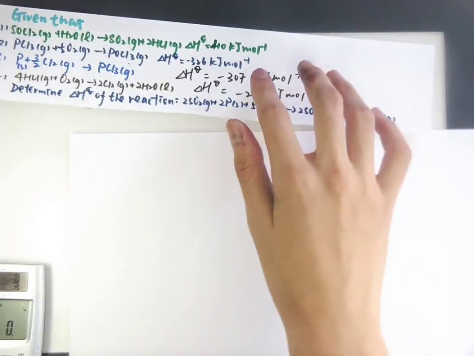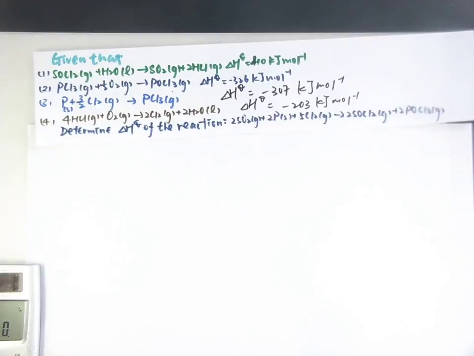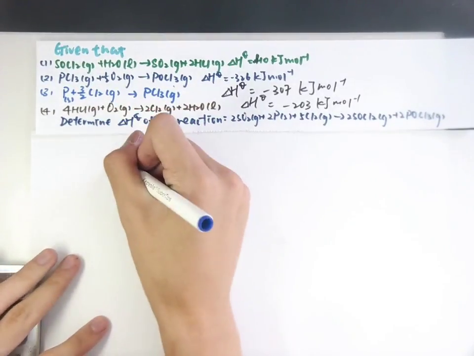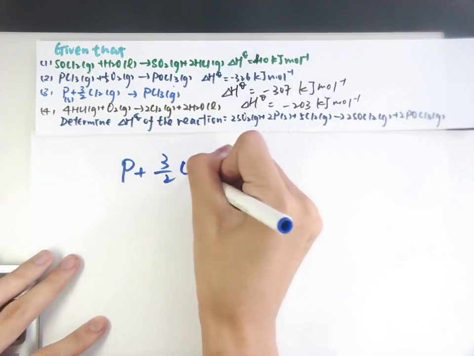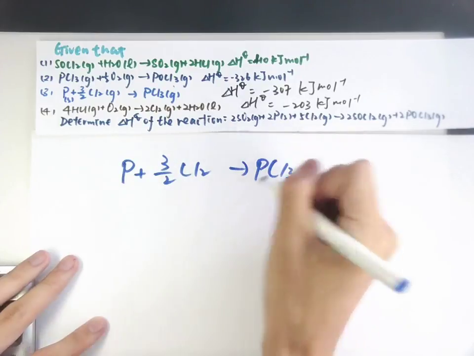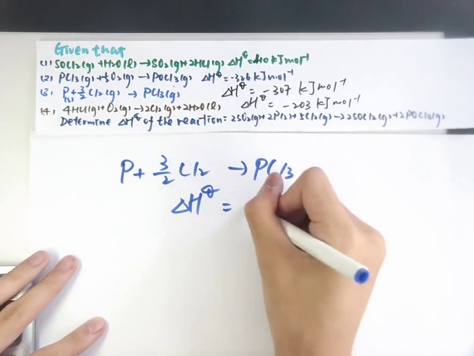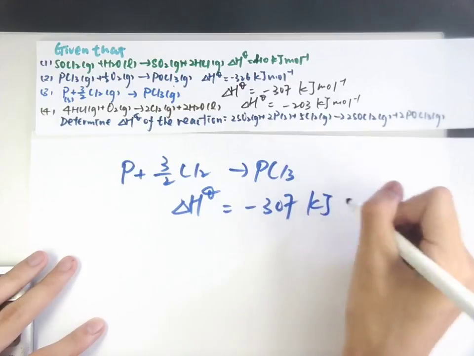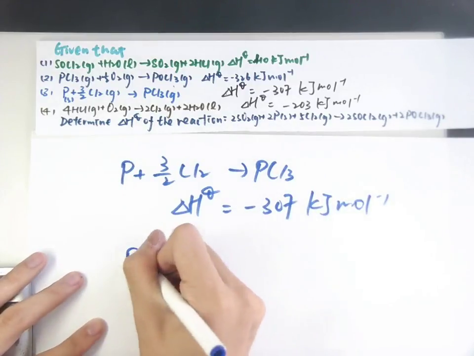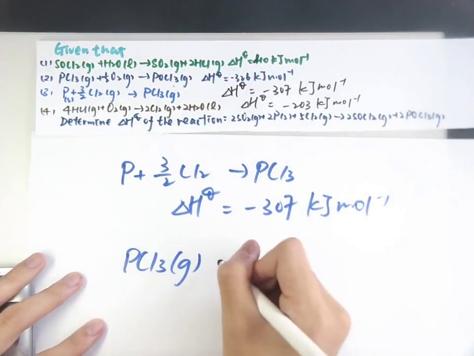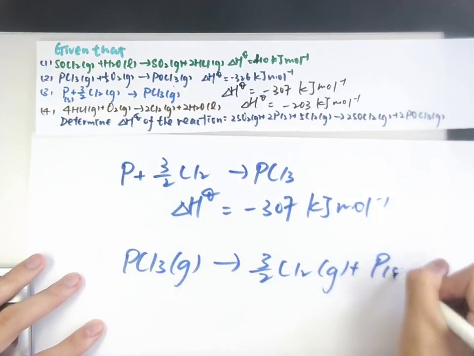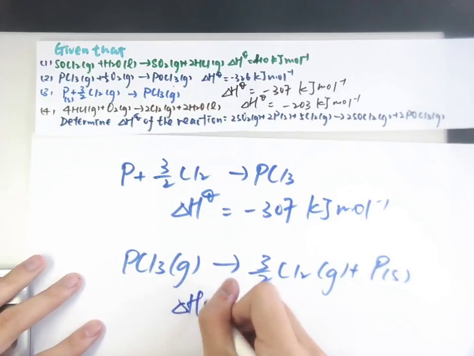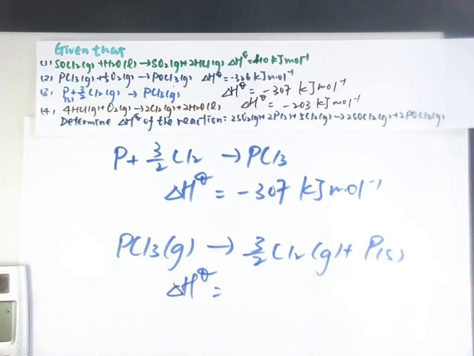Okay, now this is example 35.6. First of all, I would like you to know that consider this reaction: P plus 3 over 2 Cl2 forms PCl3, and delta H equals negative 307 kilojoule per mole. But what if we reverse the equation? PCl3 gives us 3 over 2 Cl2 plus P. What would be the delta H? Tell me. It is actually positive 307.